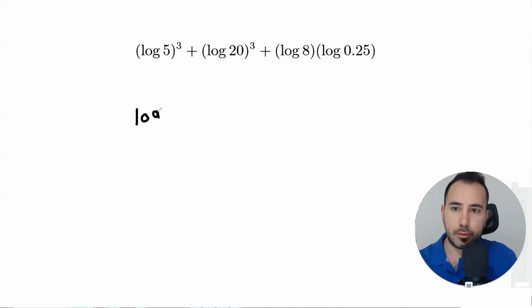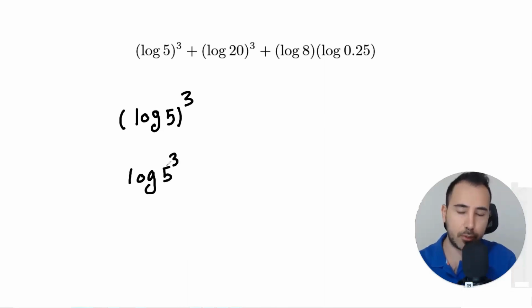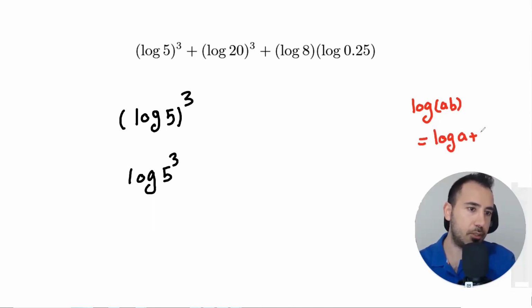Now, before we start, let me ask you this. Do you think the log of 5 cubed is equal to the log of 5, cubed, if I write it like this? Do you think they are equal or not? To check, we're going to need this log rule: log AB is equal to log A plus log B. Remember, if it was A over B, it would be log A minus log B.